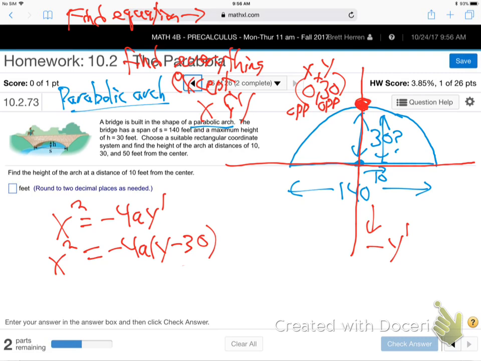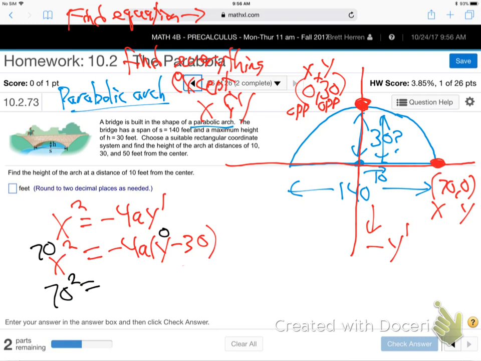Plug in a point, just like we did for the parabola a minute ago. Let's look over here. Do you know the coordinates of that point? How far over and up is that point on our make-believe axis system? Over 70, up 0. We good? So if x is 70 and y is 0, that's a point on the graph, on the parabola, on the parabolic arch. Right? So that means it makes the equation true. Plug in 70 for x and 0 for y, and the equation has to be true.